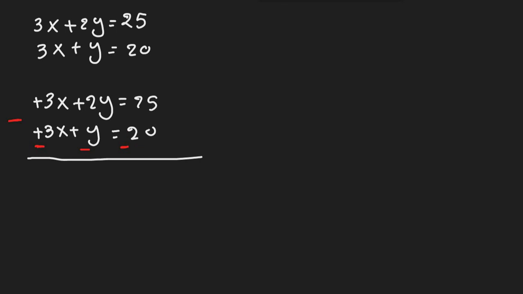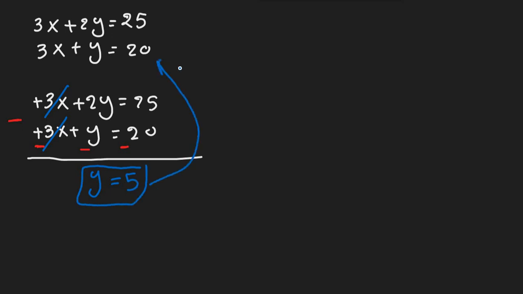So now we changed, and we have 3x positive and 3x negative. We can cancel these two. And here we have negative y and positive 2y, so we have positive y. And here we have 25 positive and 20 negative, we have 5. y is equal to 5.